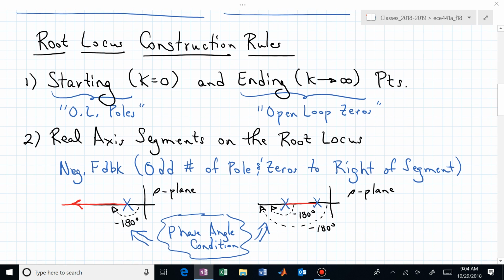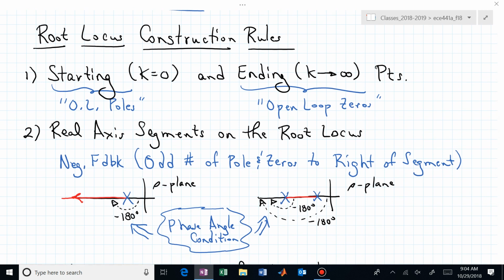And here they are. Number 1 is, where do we start these root locus branches and where do we stop them, or where do they end? If they do end, some go off to infinity. And they don't end, but they obviously end on your page. But theoretically, those are going off in some infinite direction in the complex S-plane.